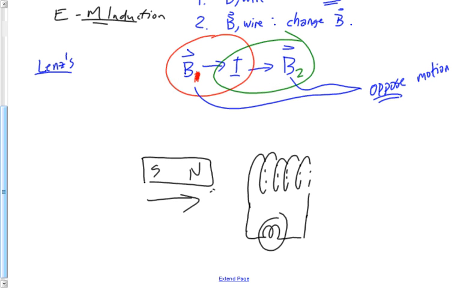So what is the magnetic field going to look like in this coil as a result of that? Well, it's got to oppose the motion. So this end has got to be north and this end has got to be south. Does that make sense? If it was south and north instead of north and south, then it wouldn't oppose the motion at all. It would help the motion.